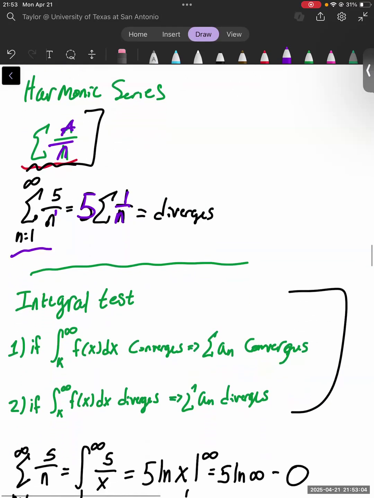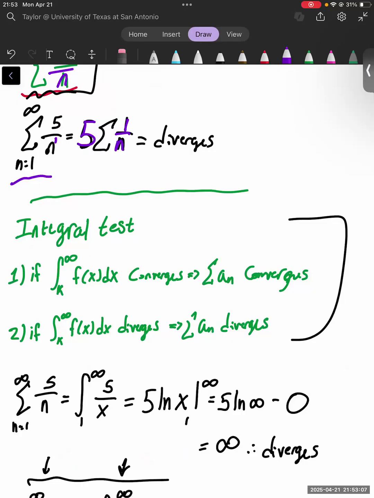So to introduce the next test, we have the integral test. The integral test states that if the integral from k to infinity of f of x dx converges, then the series a sub n converges. And the second claim is that if the integral from k to infinity of f of x dx diverges, then the series diverges. So again, if the integral converges, the series converges, and if the integral diverges, the series diverges.